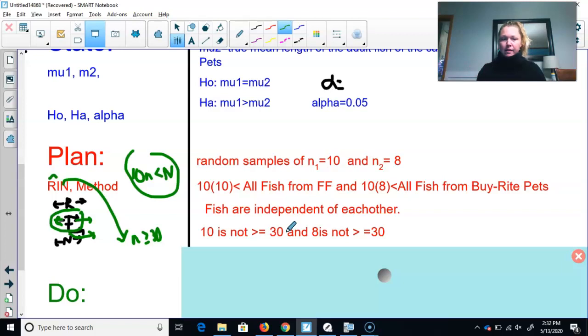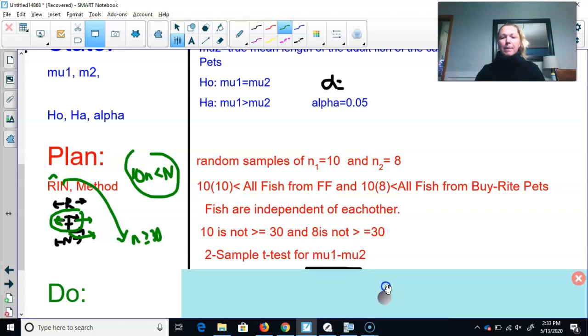State, plan. Oh, we're missing something. The method. How many samples do I have? 2. Am I dealing with a t or a z? A t. How do I know it's a t? Because we're dealing with means. 2-sample t. Am I doing a test or an interval? A test. How do I know? It doesn't ask for an interval. Test for, I have 2 mu's and I'm looking at the difference. So I have a 2-sample t test for mu1 minus mu2. And again, that's how you write mu if you're typing.